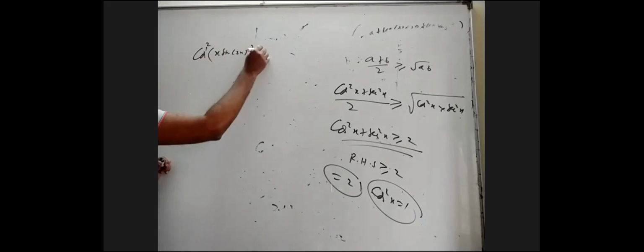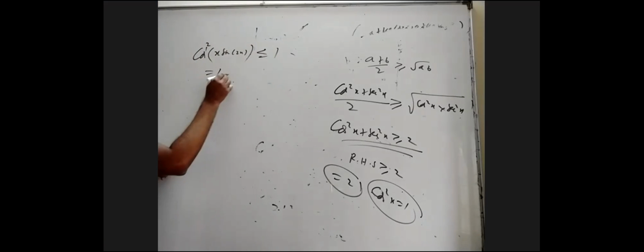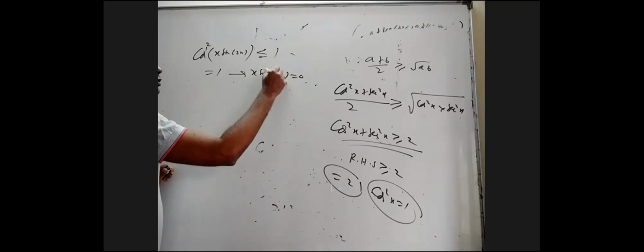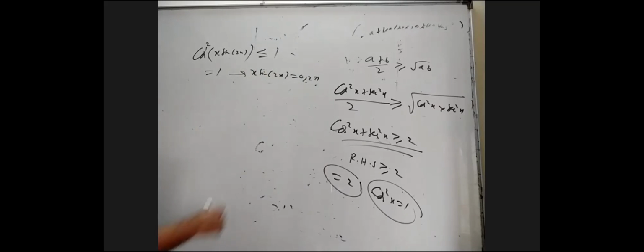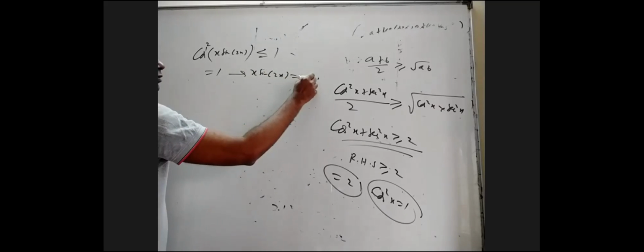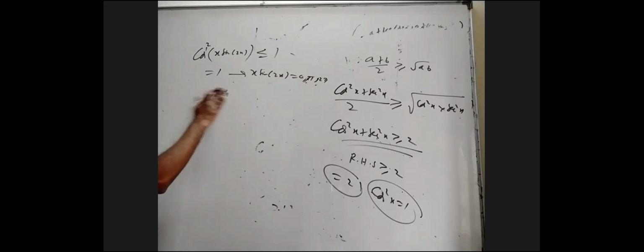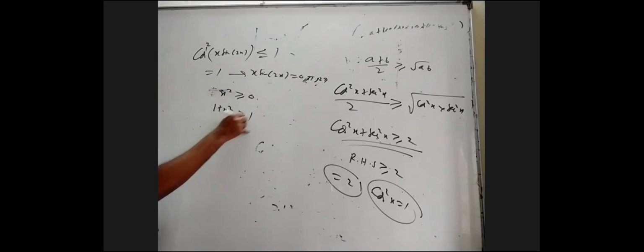Cos square of something is less than or equal to 1, and equal to 1 is attained when x sin 2x is 0 or 2 pi, and so on, any multiple of 2 pi. Even pi is also okay, because the square is 0, pi, 2 pi, and so on. Next, x square is greater than or equal to 0, so 1 plus x square is greater than or equal to 1.